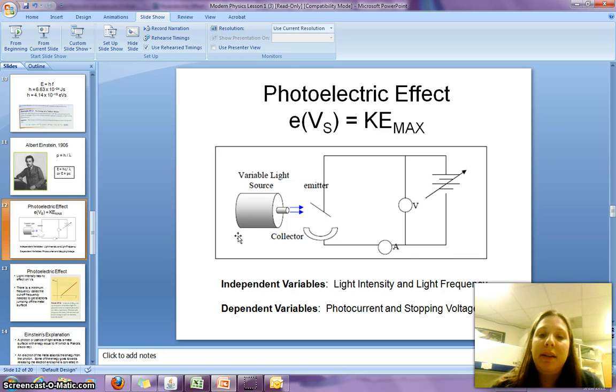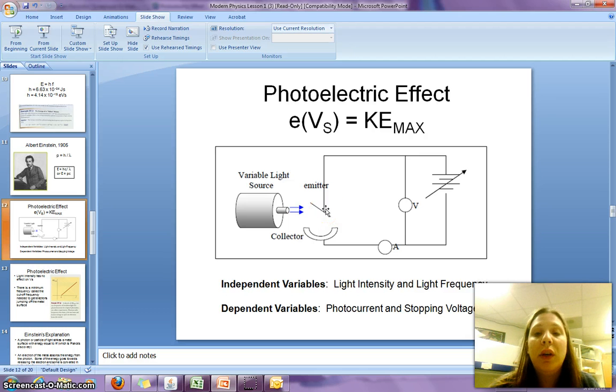So an apparatus like the one you see here was designed in order to study this spark and to measure what that was, and to explain the photoelectric effect. The apparatus is made up of a variable light source, and it's variable in two different ways. It has a variable wavelength that it can emit, but it also has a variable intensity, so how bright the light is.